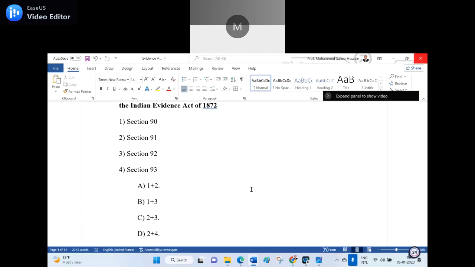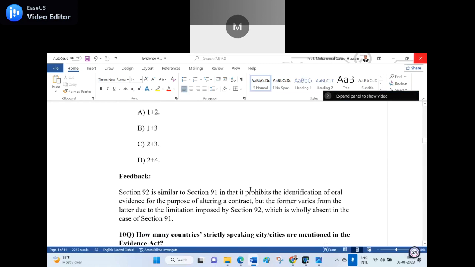Sir, option C, 2 plus 3. Yes, option C is the right answer. 2 plus 3 is the right answer. That is 91 and 92 deals. The feedback here is that section 92 is similar to section 91 in that it prohibits the introduction of oral evidence for the purpose of altering a contract, but the former varies from the latter due to the limitation imposed by section 92, which is wholly absent in the case of section 91.